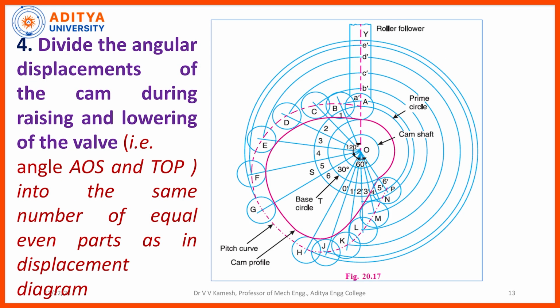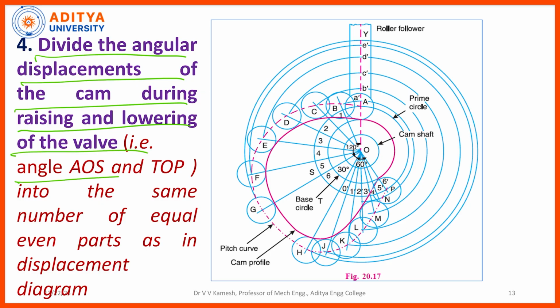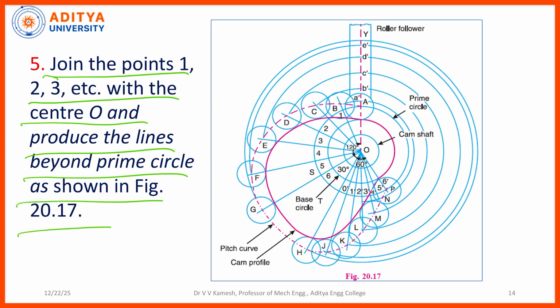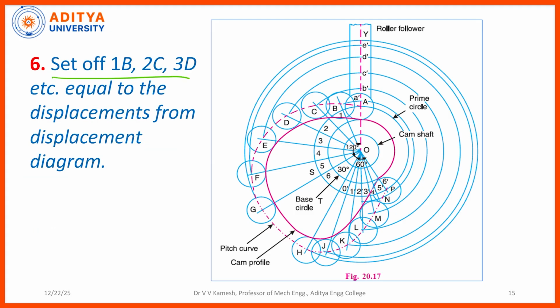After identifying, divide the angular displacement of the cam during the rise and lower, AOS and TOP, into the same number of equal parts as in the displacement diagram. Okay. So join the points 1, 2, 3, etc. with the center O and produce the lines beyond the prime circle as shown in this figure, and set off 1B, 2C, 3D equal to the displacement from the displacement diagram. Actually we are getting the profile on the prime circle, right?